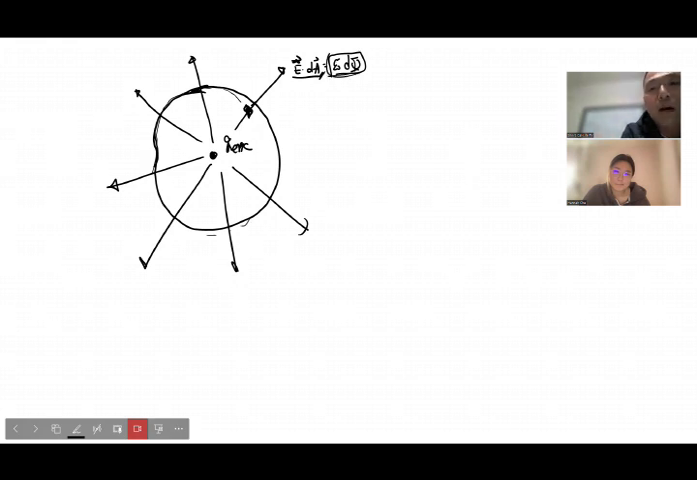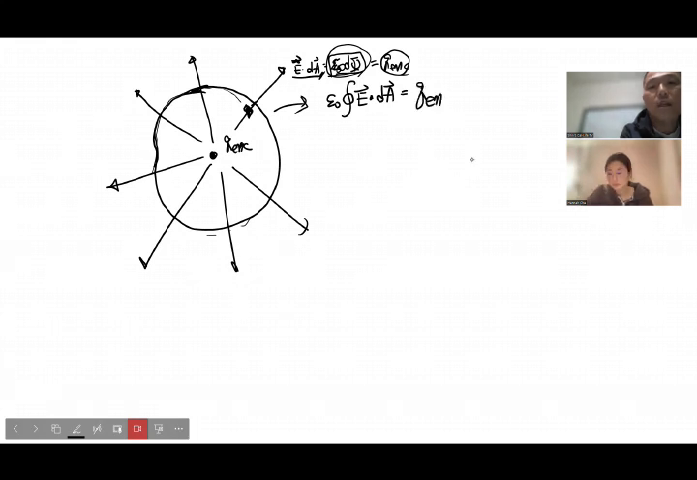That amount of total flux times the permittivity should be exactly the same as the charge inside of this enclosure. So if you generalize this expression, it should be epsilon times the integral over the enclosure of the electric field dot product with the area vector dA, which is the same as the net charge Q enclosed.